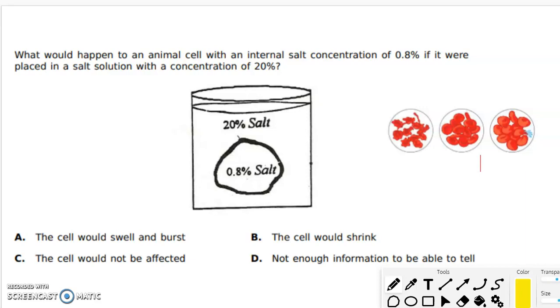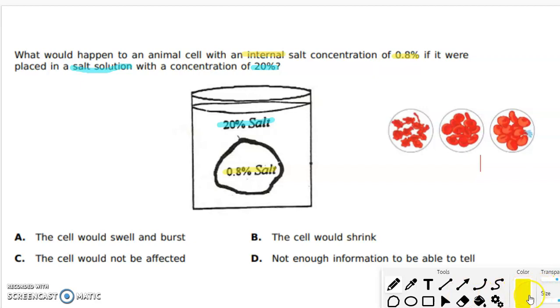What would happen to an animal cell with an internal salt concentration of 0.8% if it were placed in a salt solution with a concentration of 20%? So the salt solution is 20%. Okay, and then we're given this picture. So here's the 20% salt solution that's outside, and then we have the 0.8 salt solution inside the cell.